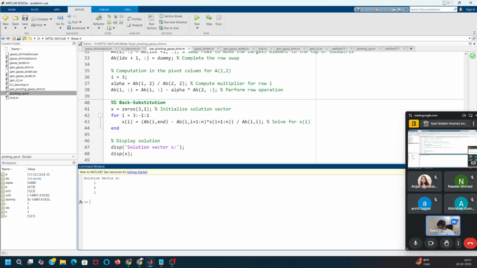Does anyone have any doubts in this? You can unmute and ask. Everything is fine. Okay, I think you have understood.